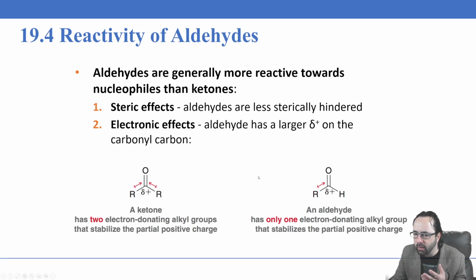Also, there are electronic effects. The ketone here is going to have a smaller positive charge because the R groups, the carbon atoms here, are electron donating. They're of similar electronegativity to the carbon, so by hyperconjugation they can donate some electron density to this carbon, reducing its partial positive charge to a little bit lower. So aldehydes are generally more reactive with nucleophiles than ketones are, for these two reasons.